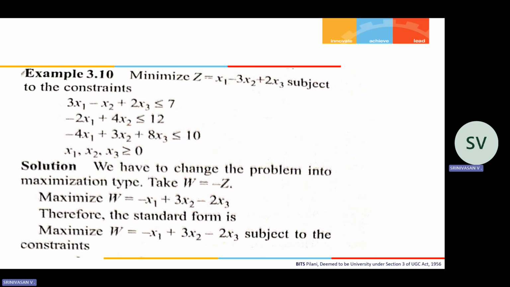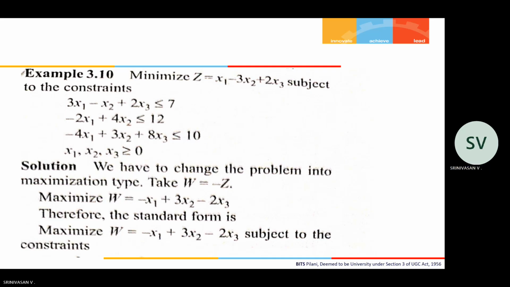Second example, minimize Z equal to x1 minus 3x2 plus 2x3 subject to the constraints 3x1 minus x2 plus 2x3 less than or equal to 7, minus 2x1 plus 4x2 less than or equal to 12, minus 4x1 plus 3x2 plus 8x3 less than or equal to 10, x1, x2, x3 greater than or equal to 0. So here we have three decision variables, three constraints, and the last one always indicates the non-negativity of the variables. Now here, it is a question of finding the minimum value of Z.